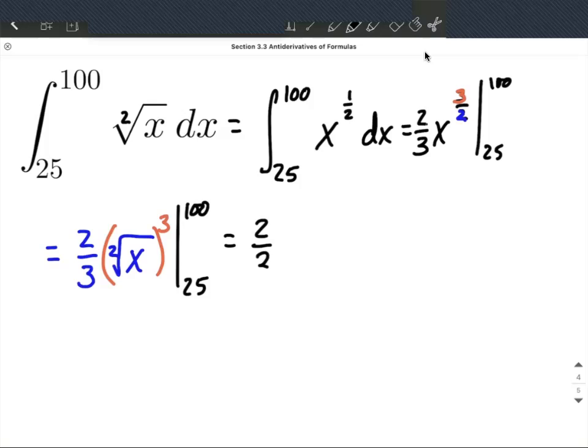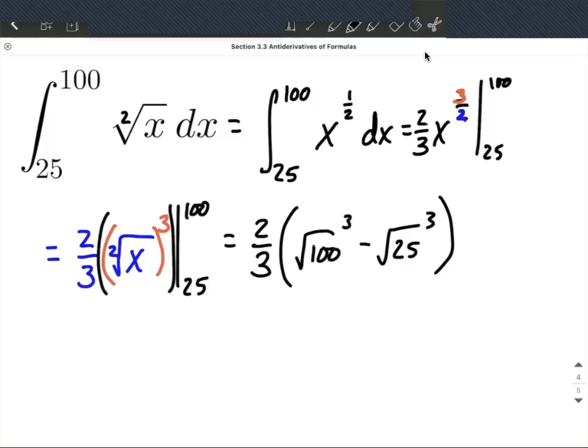So I'm going to bring the 2/3 along, the constant comes along, and I'm really just going to focus on replacing into this function. The 2/3 is going to come along and be applied to everything. So first we have the square root of 100 is going to be cubed, minus the square root of 25 is going to be cubed. So replace the x with the upper bound, subtract, replace x with the lower bound. All right, from here the 2/3 has come along from the outside.